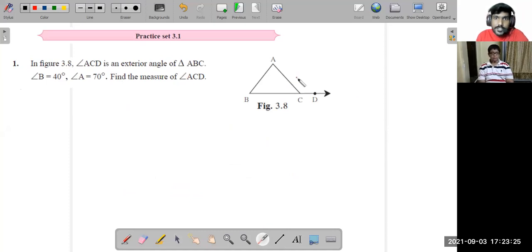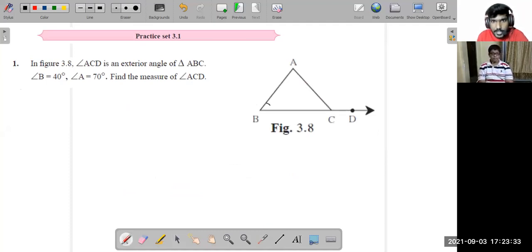Okay, so it is an exterior angle of triangle ABC. Angle B is given 40 degrees. Angle A is given 70 degrees. You have to find the measure of angle ACD. What will be the measure of angle ACD? Angle A plus angle B, that is 110 degrees. What theorem are you using?